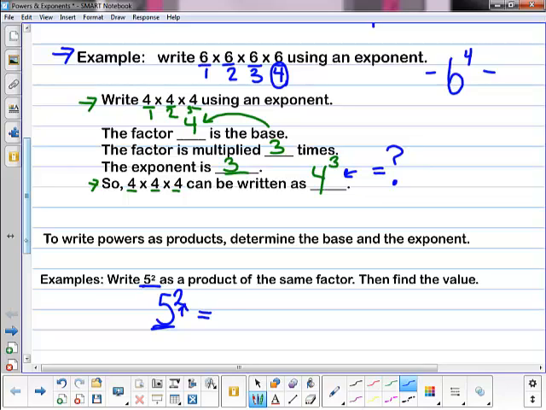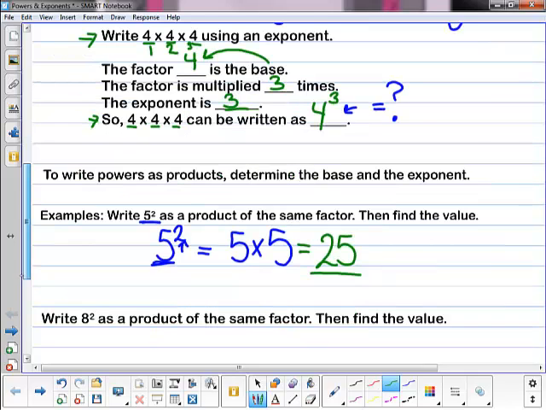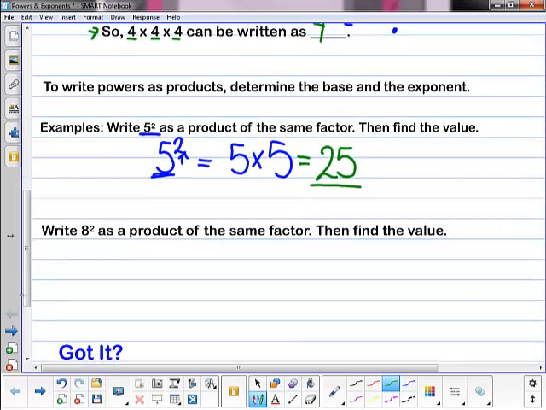So we have 5 squared. Well, how many times is 5 being multiplied? According to our exponent, it's 2. So this is how you would write 5 squared as a product of the same factor. Now, can you solve 5 times 5? I think we can. 5 times 5 is 25. So that is the answer we are looking for.